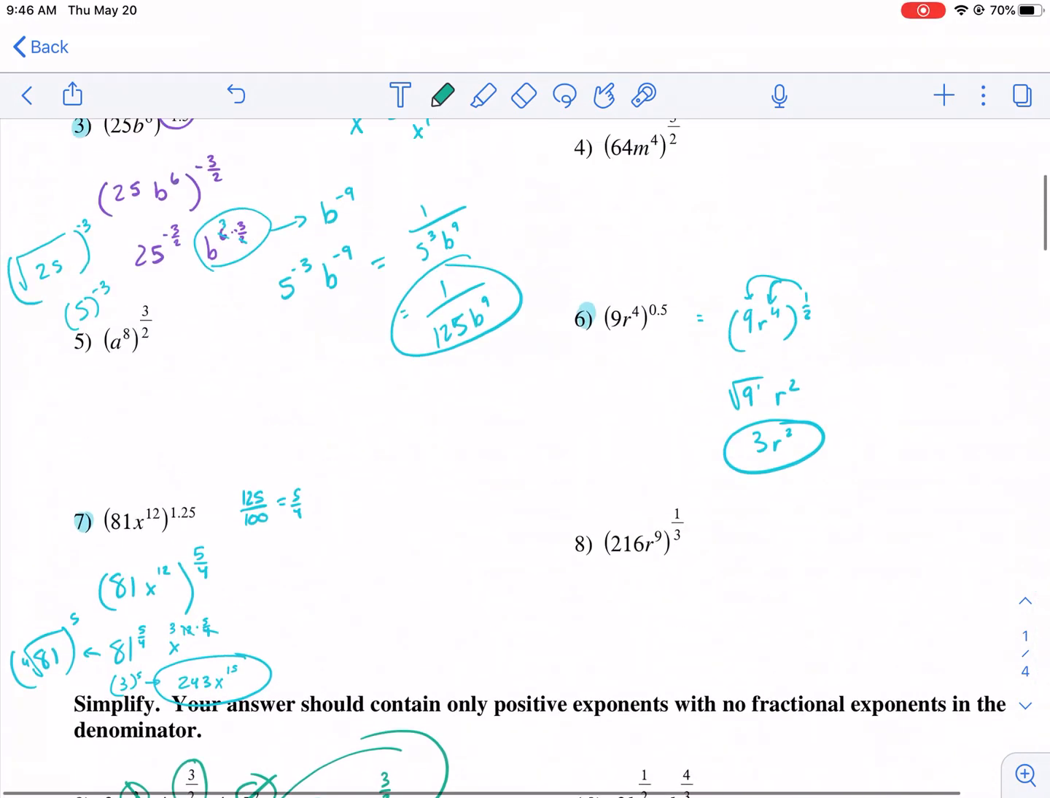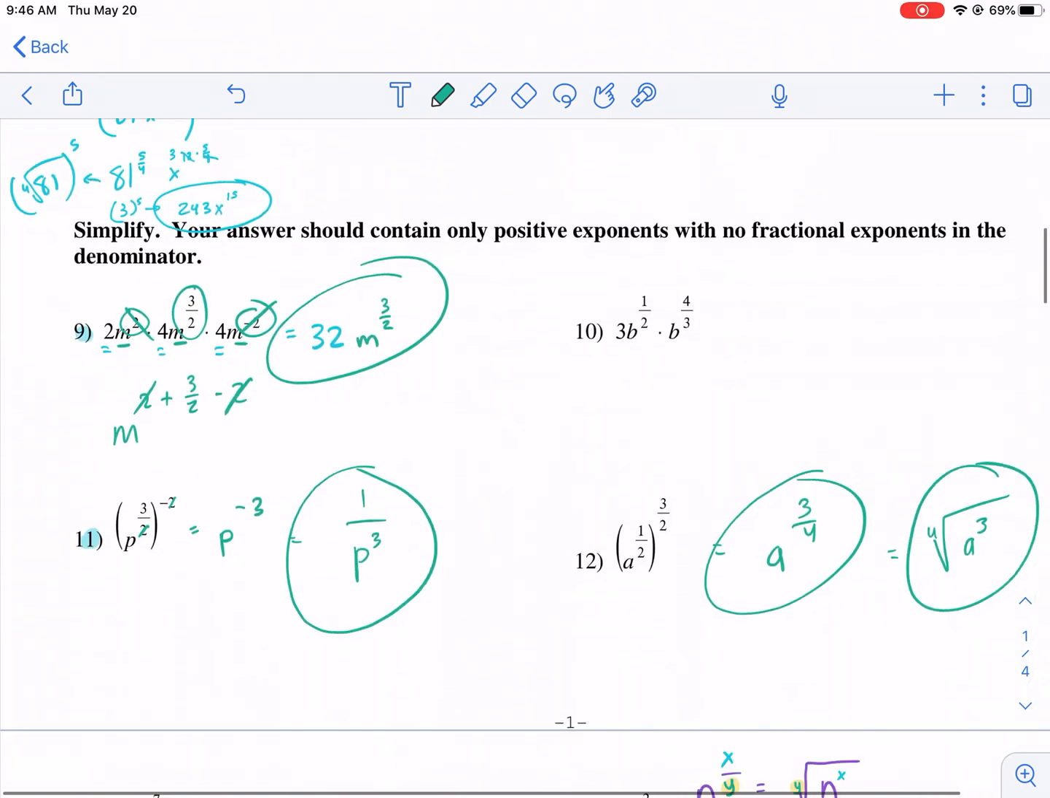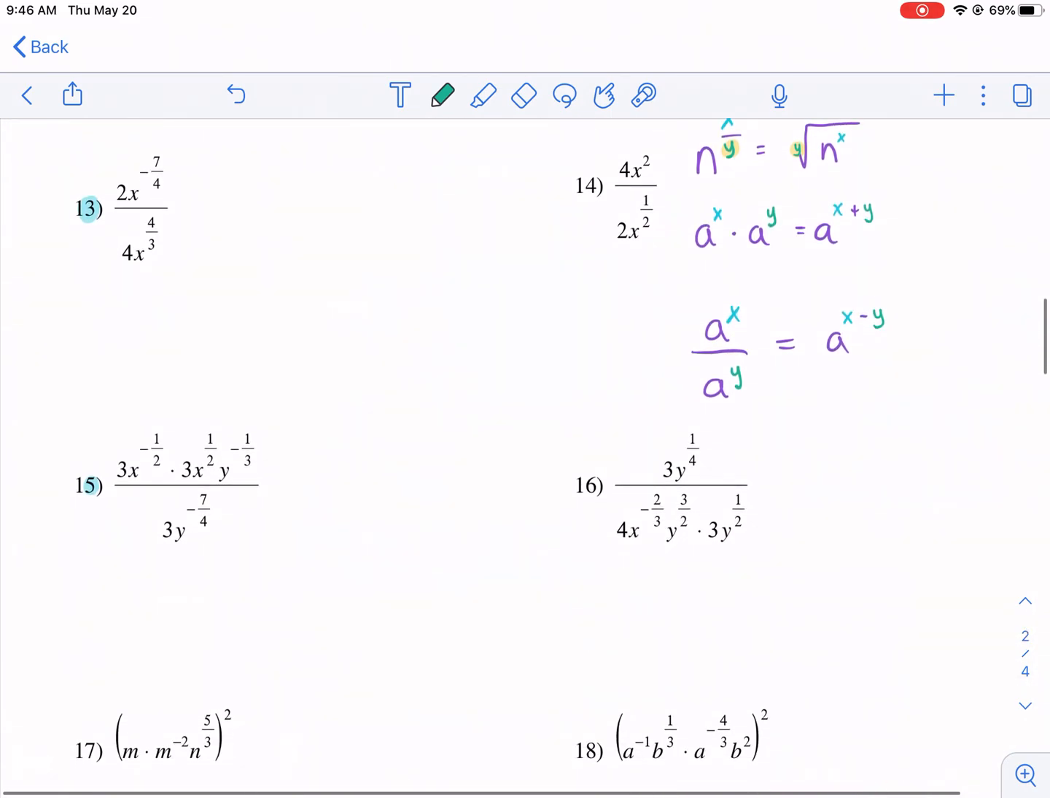This is part 2 of simplifying rational exponents. In the first video we went over the first page, select problems from that. Now we're going over the second page in this video.